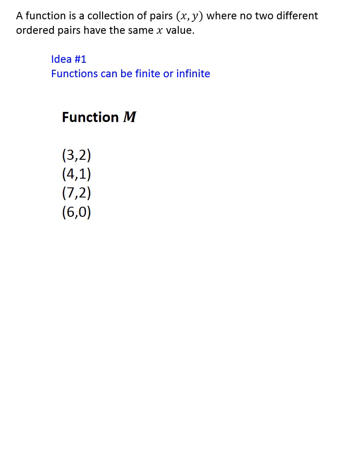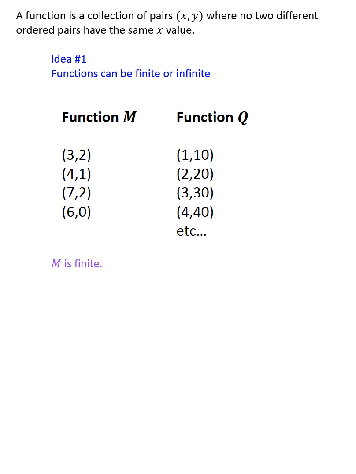Here's a function m that we just saw in the previous example. Here's a function q. Notice the phrase etc. at the bottom. M is a finite function. It only has 4 points. Finite meaning not infinite. By contrast, q is an infinite function.